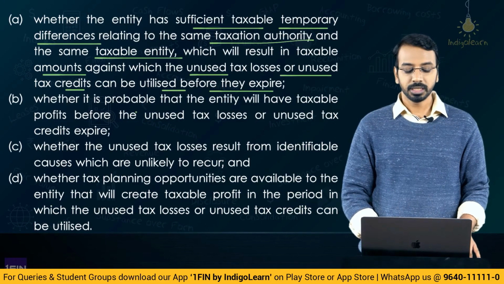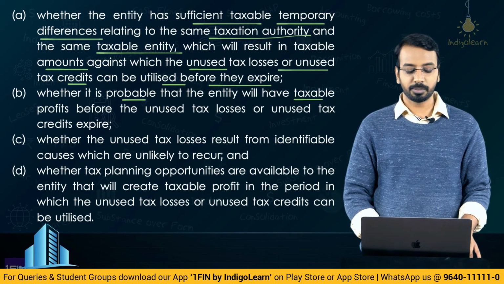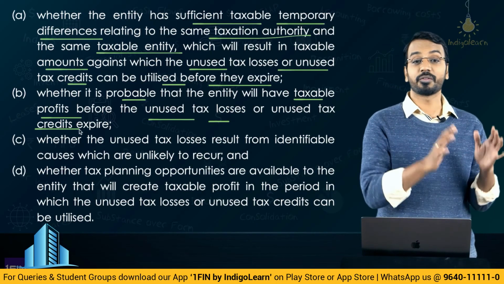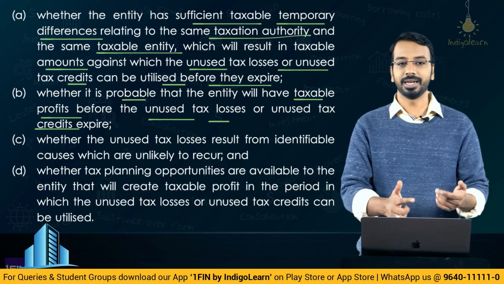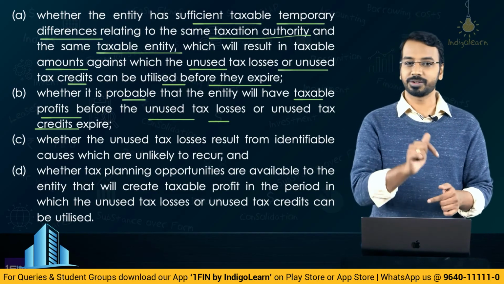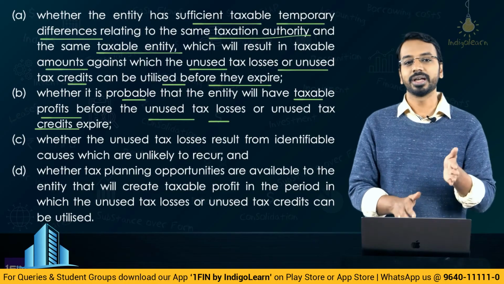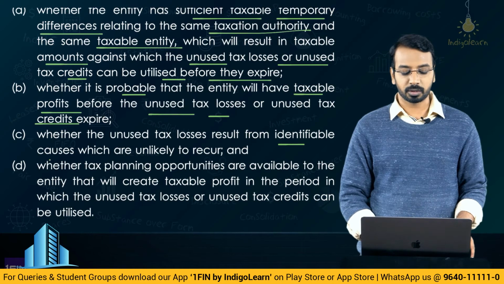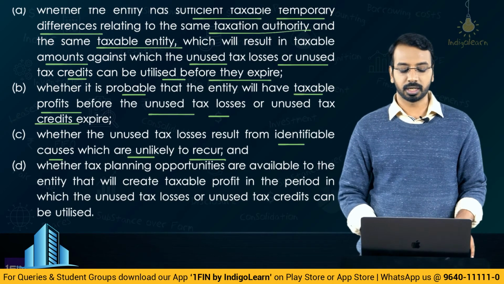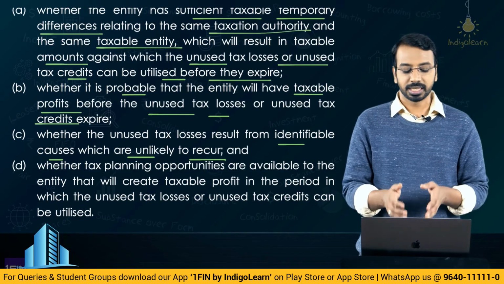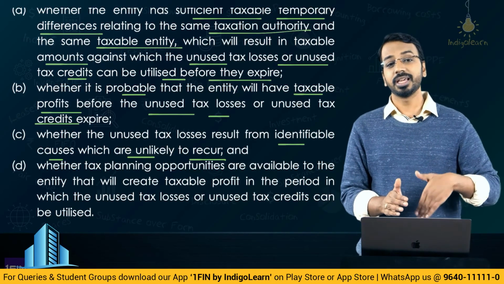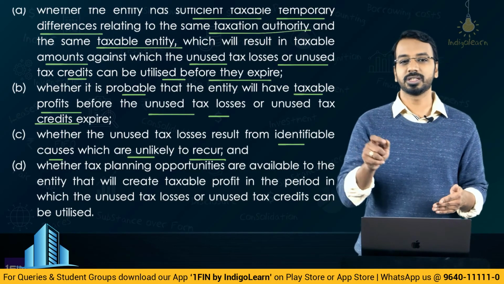Then, whether it is probable that the entity will have taxable profits before the unused tax losses or unused tax credits expire. So, this is pretty simple. What we are saying is, we have losses, whether we will have taxable profits in the future. Actually, B and A are related, because out of A also you will have taxable profits in the future, and B is independently talking about taxable profits in the future. Then, whether the unused tax losses result from identifiable causes which are unlikely to reoccur. So, you have certain unused tax losses, they are because of some specified cases and they will not reoccur in the future, and there is an expectation that you will have profits against which these losses can be utilized.